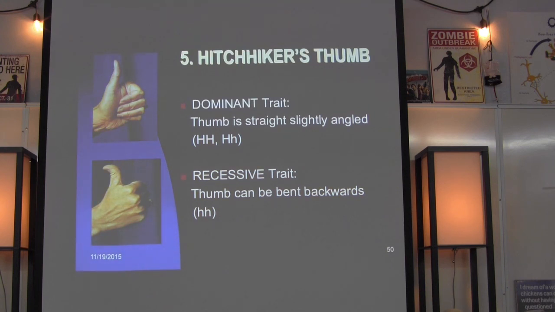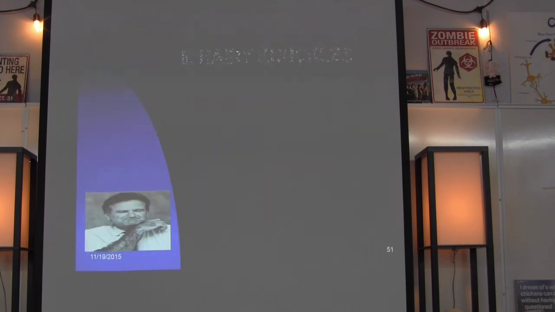Is this it? Oh, you have it? I'm dumb. Wait, is this it? You have it, yes. Never mind. What is this? You're an anomaly. Yeah, it's dominant, you have it. But hitchhiker's thumb is this.